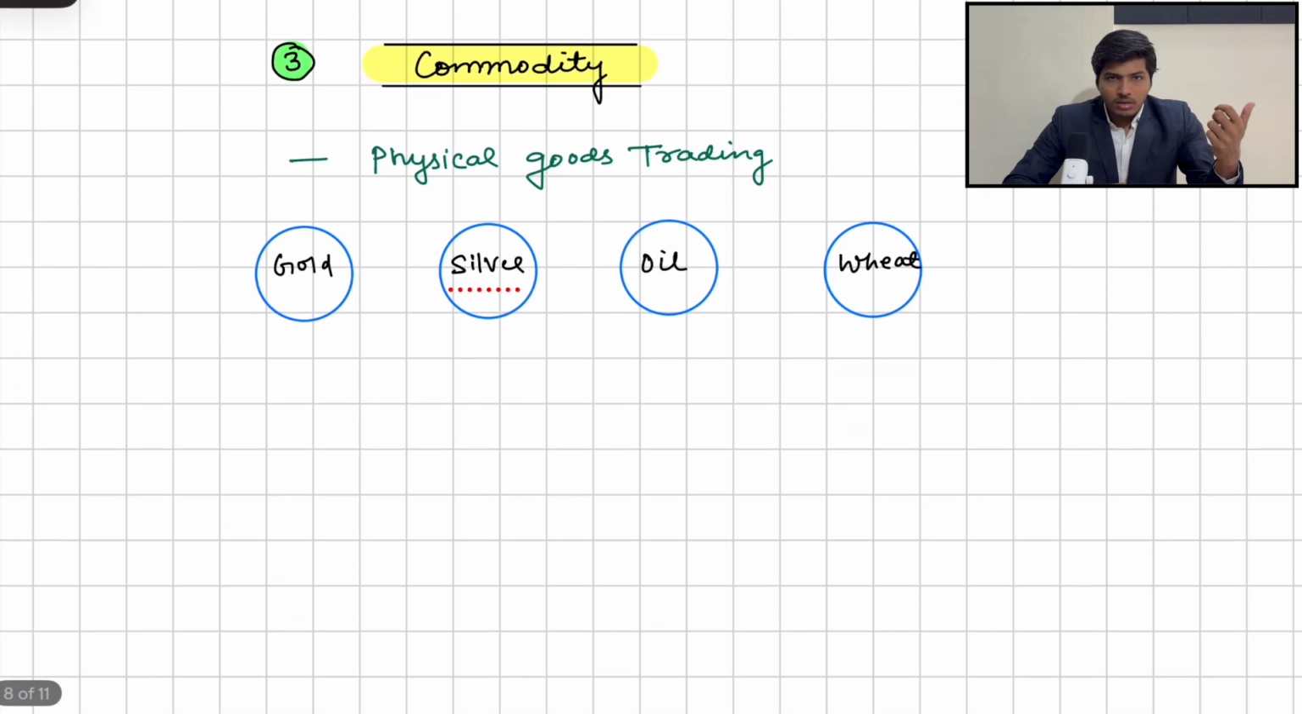Talking about the third, which is commodity. Commodity means any physical good like gold, silver, oil, wheat. In recent times, you might be hearing about the prices of gold and silver. They have been increasing at a very rapid rate, and the volatility is also very high. So investing in those kinds of securities is the commodity market.